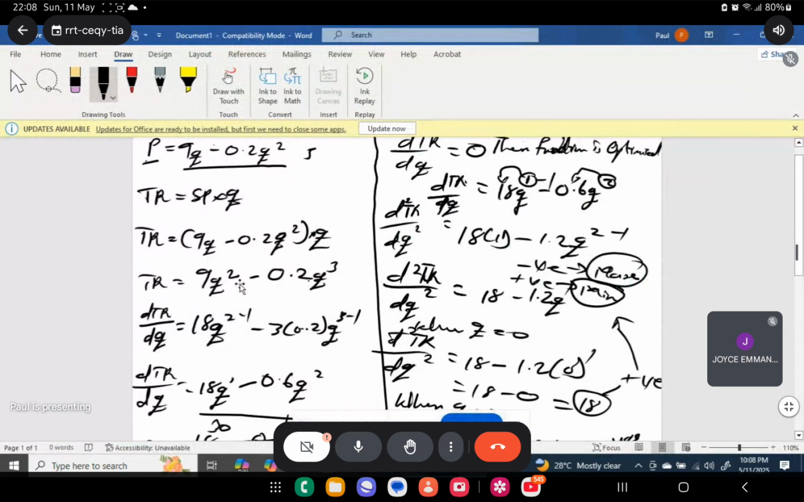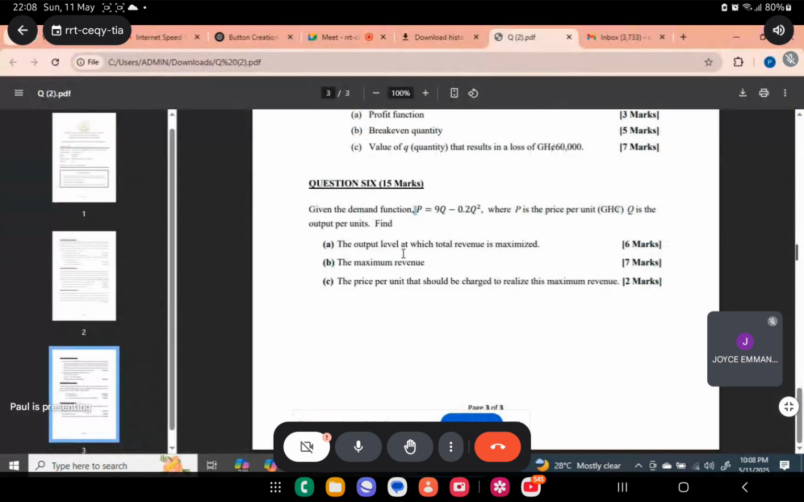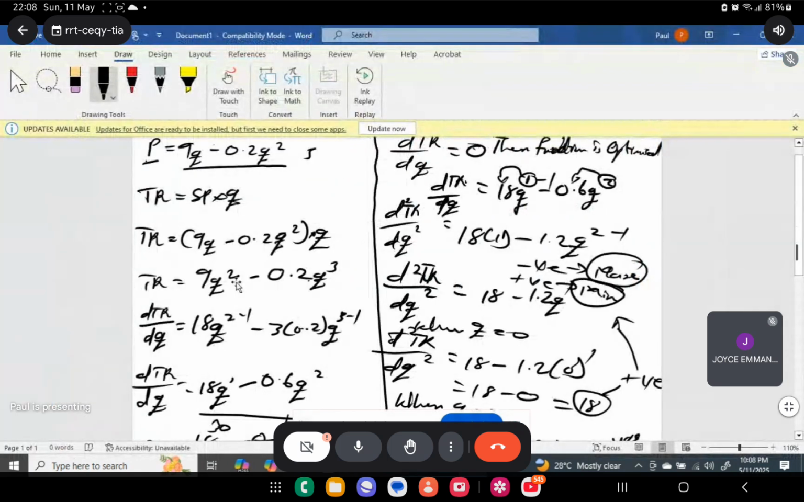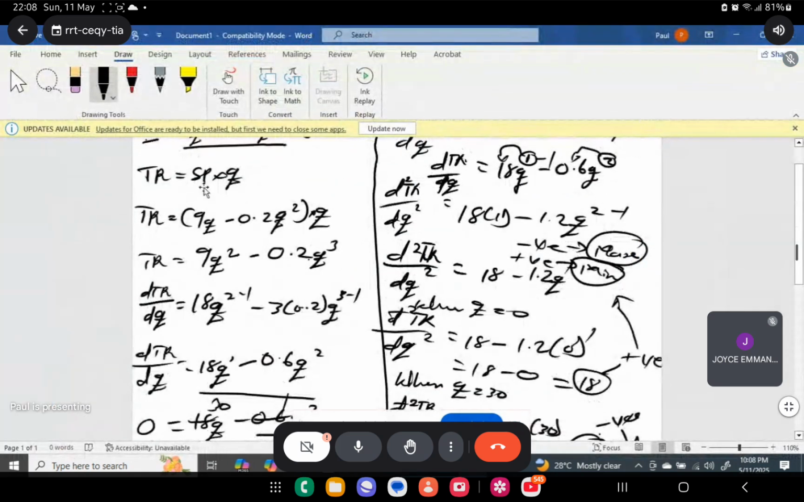Okay, so I'm continuing. The question is saying that we should find the output level, that's the quantity, at which the total revenue is maximized. To get that quantity, first of all, you need the total revenue, and I told you that total revenue is the selling price times quantity. So we know the selling price to be 9Q minus 0.2Q squared. We multiply it by Q and you get the total revenue to be 9Q squared minus 0.2Q cubed. I believe you all understand up to this place.